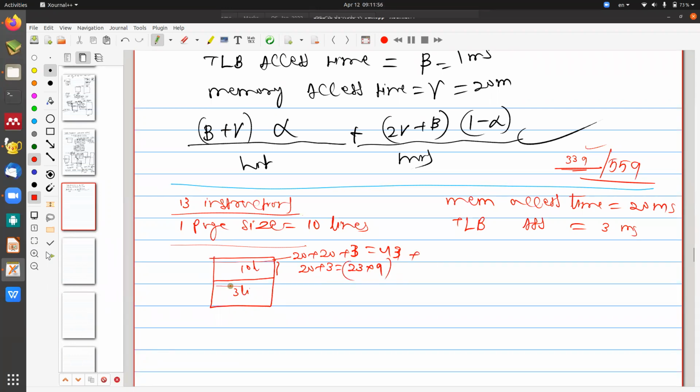When it accesses the first line of this second page, is this page present in the TLB? No. So for this also it takes 43. And for these 2 lines it is 23 into 2. Got it? Whatever comes, that is the total calculation. Now hopefully you understand how it is working. What is the purpose of this?